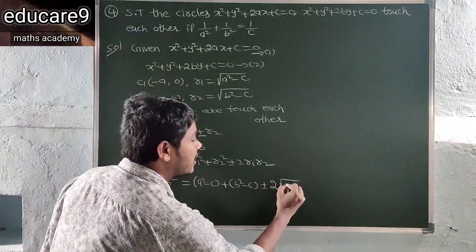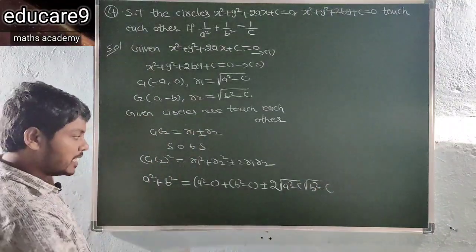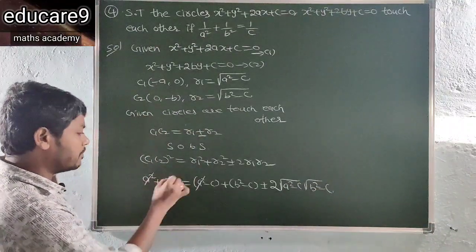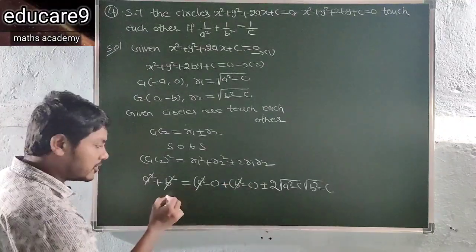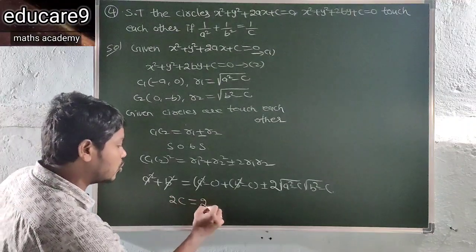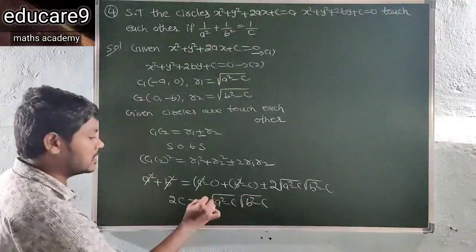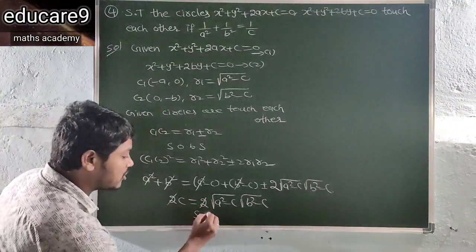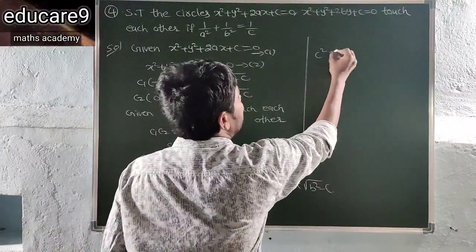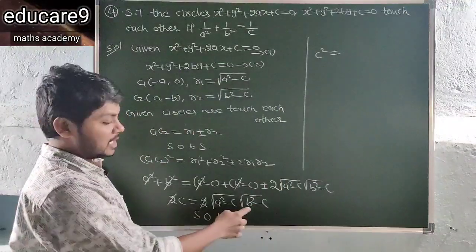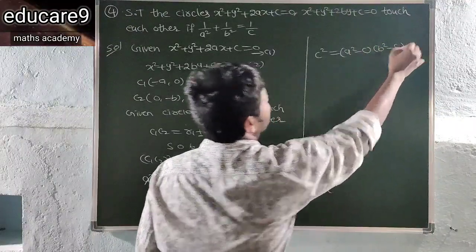That is 2 times the square root of (a square minus c) into (b square minus c). So see here, a square and b square get cancelled. So minus c, minus c is minus 2c. Sending it to the left side, it becomes 2c is equal to 2 times the square root of a square minus c into the square root of b square minus c. So the 2s get cancelled. Now again squaring on both sides, what you get? c square is equal to (a square minus c) into (b square minus c).